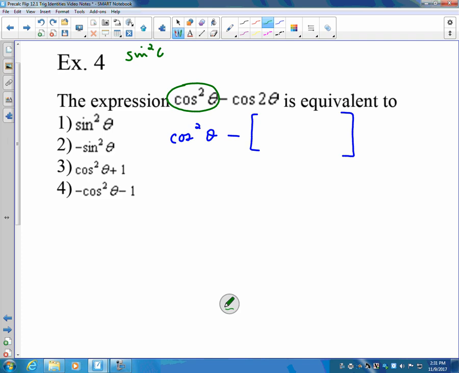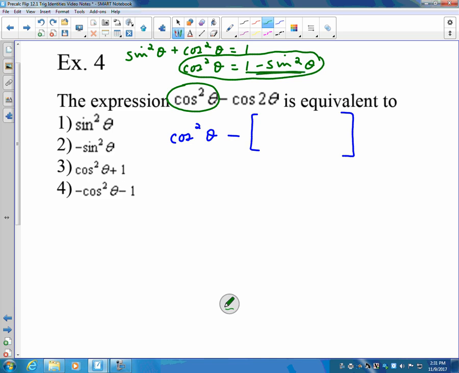Remember, sine squared theta plus cosine squared theta equals 1. So if I solve for the cosine squared, what do I get? 1 minus sine squared, right? So if I wanted to, I don't really want to, I'll be honest with you, but if I wanted to, I could replace cosine squared theta with 1 minus sine squared theta, right? But whatever. Maybe I'll use it in a few steps. We'll see what happens. But first, let's deal with the double angle, cosine of 2 theta.